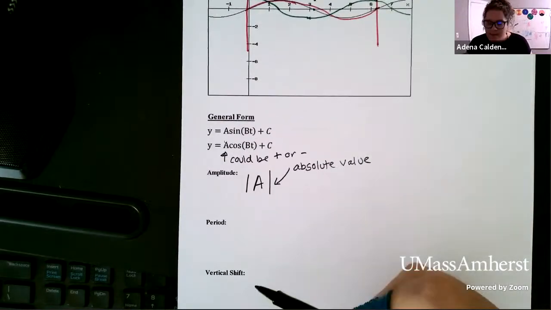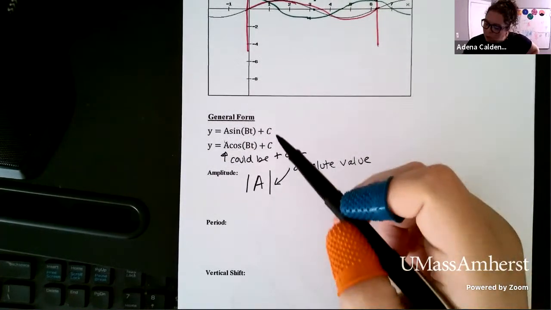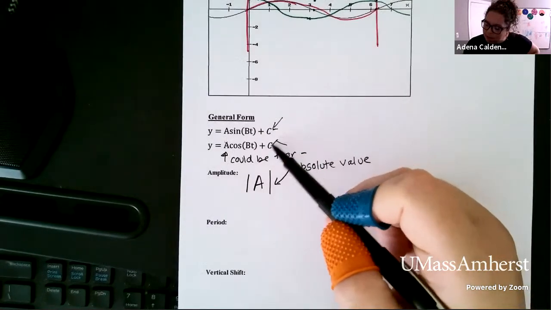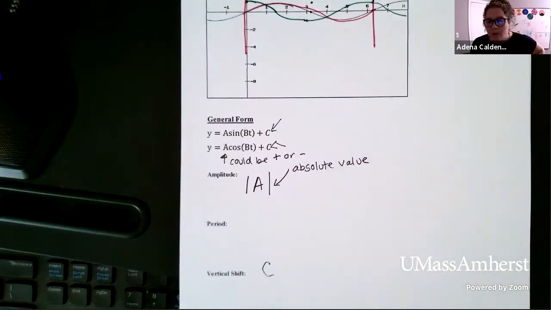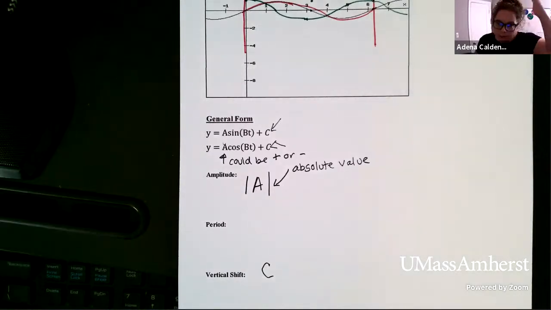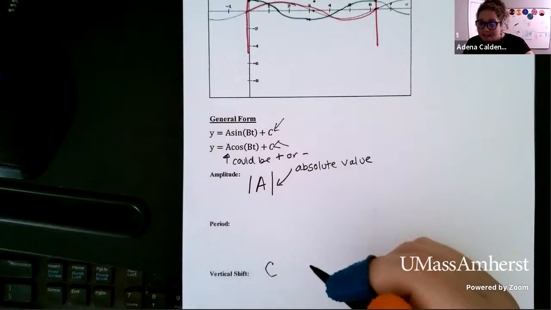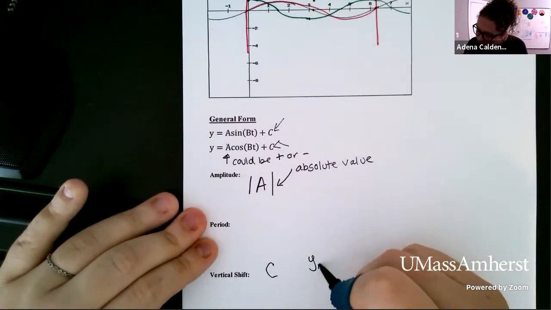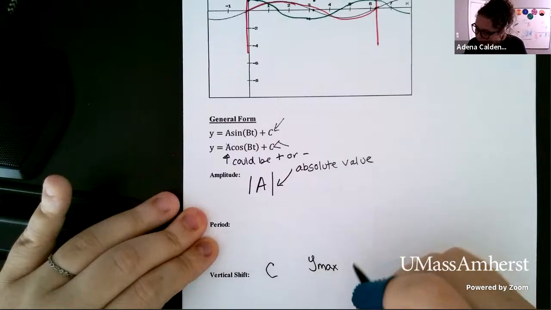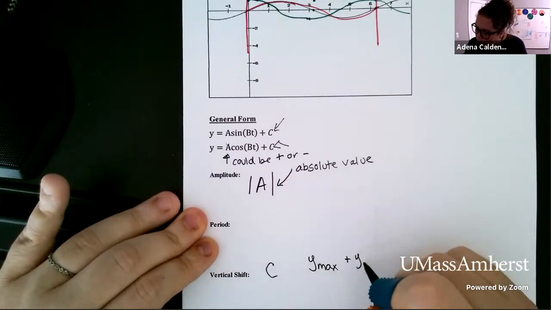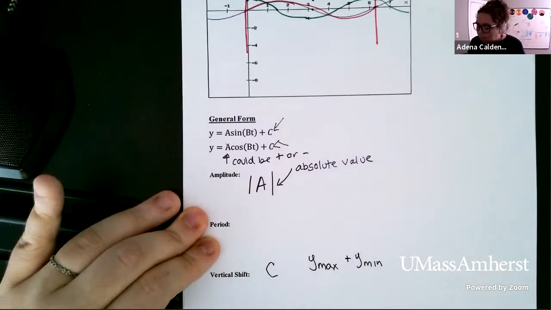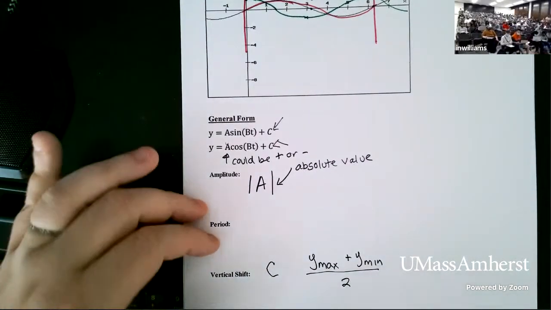We're going to come back to period in a second, but let's talk about the vertical shift. So this number that we add on at the end represents our vertical shift. So if it's positive, you move up that many units. If it's negative, you move down that many units. Now, because we vary from the max to the min the same amount, right, for sine and cosine, and the midline is at 0, this gives us a formula to help us find this vertical shift pretty easily. So we do y max plus y min divided by 2.